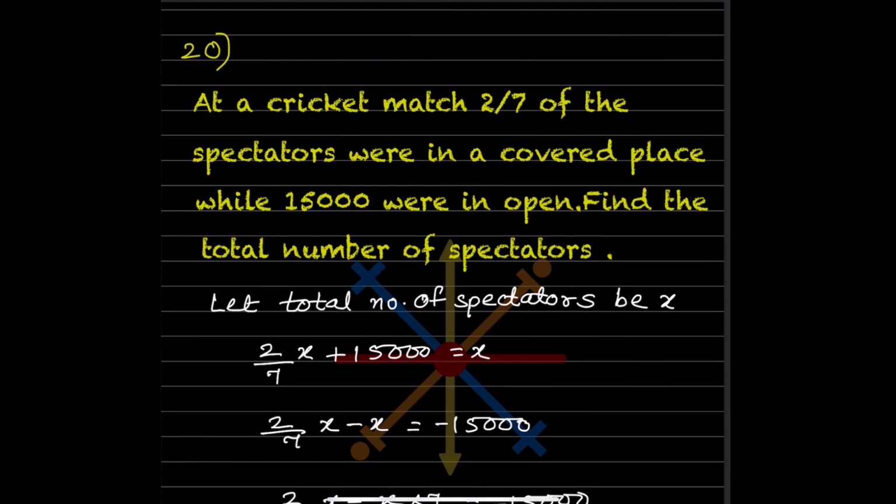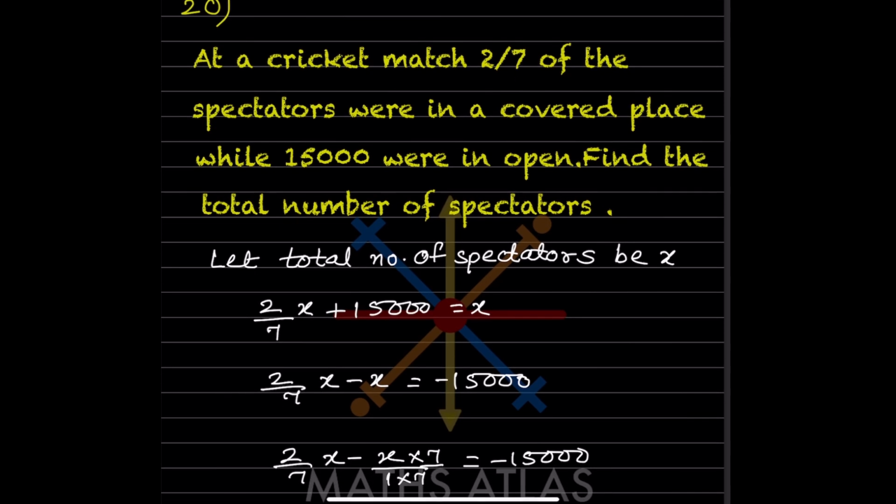At a cricket match, 2 by 7 of the spectators were in a covered place, while 15,000 were in open. Find the total number of spectators. So total number of spectators we don't know. So they said 2 by 7 of the spectators means 2 by 7 of x, because x we have taken. And plus again 15,000 were there. So this you are going to add, and this is total number of spectators, x.